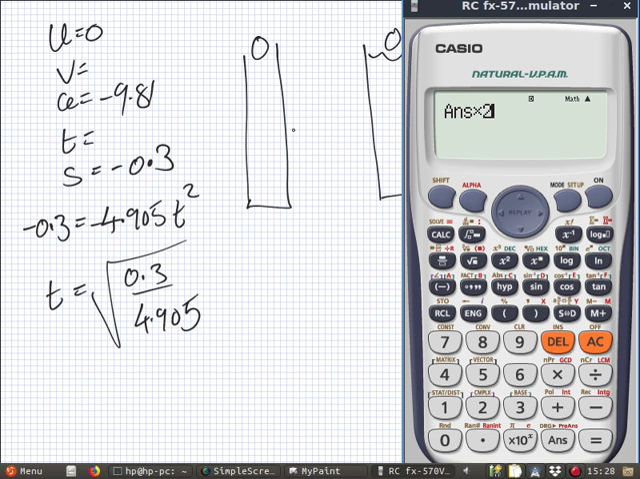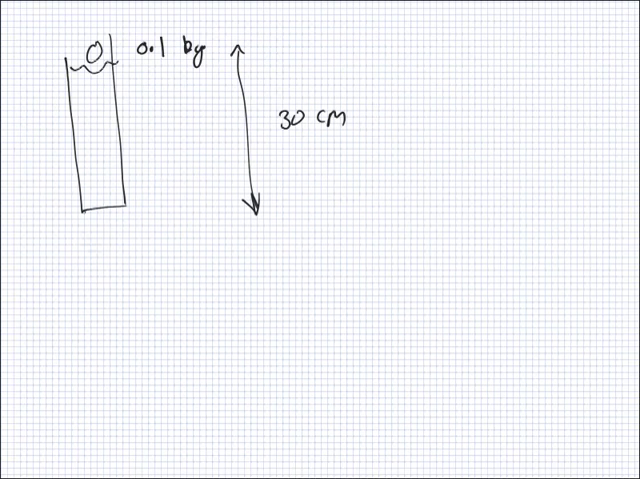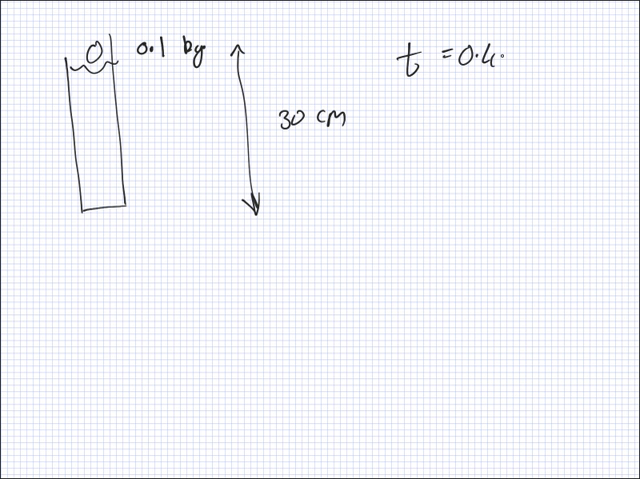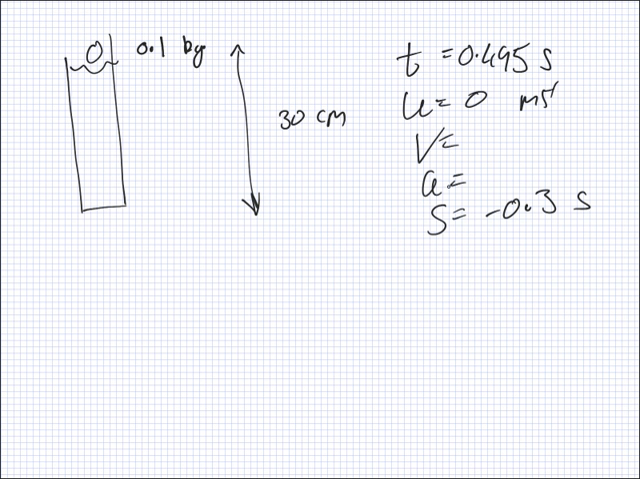Now, for the oil, they said the time is twice as long. So I multiply by 2, and this is the time here: 0.495. The U is still 0. The V we don't know, the A we don't know, and the S we do know. So I should get the A. S equals UT plus half A T squared.